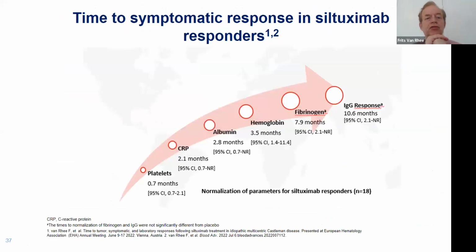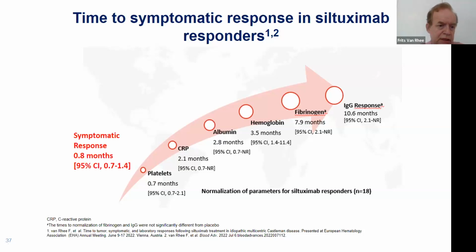Now, how quickly do patients respond? I think it's important to have a feel for this because the antibody, it's an IgG antibody, it's given every 3 weeks, and it will take some time to reach steady state. So it requires a number of doses to exert its effect. Now, one can see that response in some of the laboratory markers, such as platelet count, CRP, albumin, hemoglobin, occurs fairly quickly. Markers such as fibrinogen and IgG responded later in this study, but they were also measured less frequently.